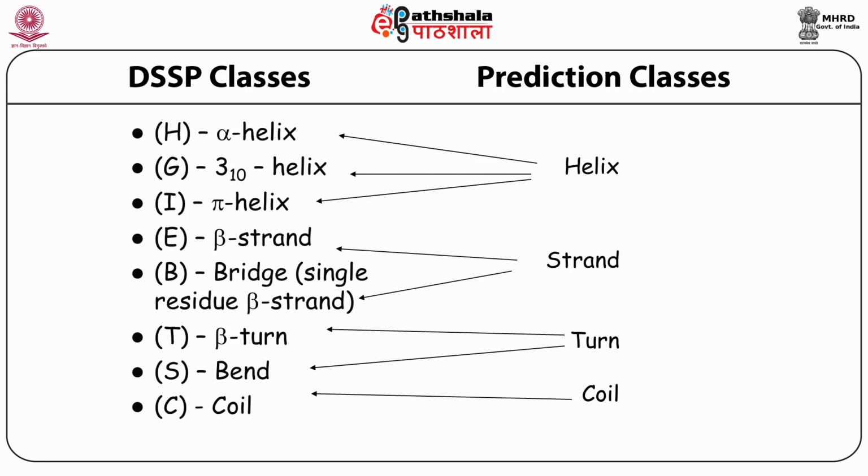So if we just consider DSSP, it gives quite a detailed assignment. Say for example, it identifies a residue belonging to an alpha helix, to a 310 helix, to a pi helix, a residue belonging to a beta strand, belonging to a beta bridge, which is something like a single residue beta strand. For turns, it can be a beta turn, it can be a bend, which can be a different kind of turn, maybe a gamma turn or something, or it could be coil.